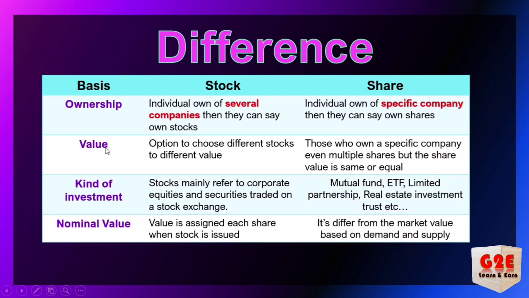Next, you can look for value. Value is the option to choose different stocks with different values. We have an option as a stockholder. We can choose different stocks in different values. But from the share point of view, it will fluctuate, right?